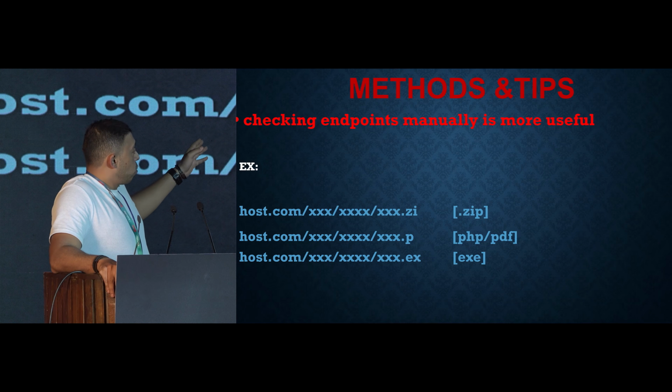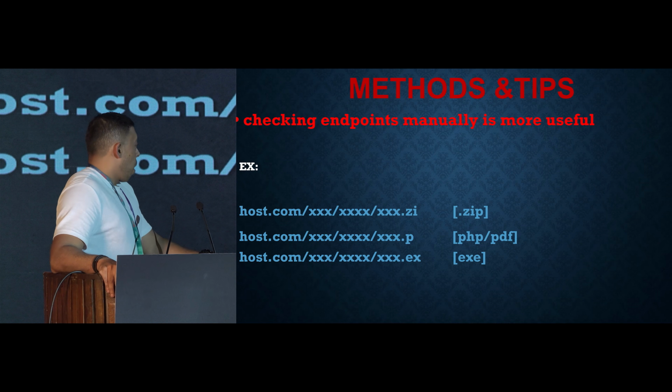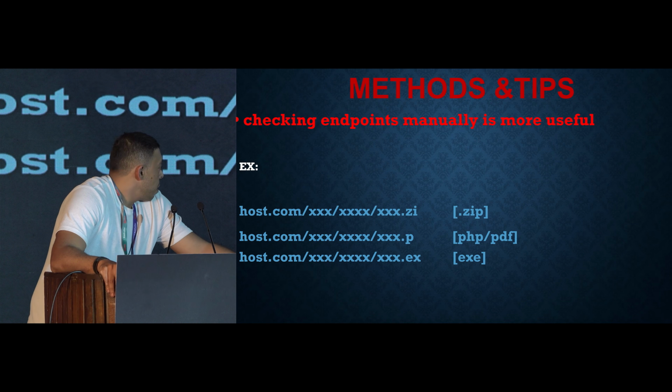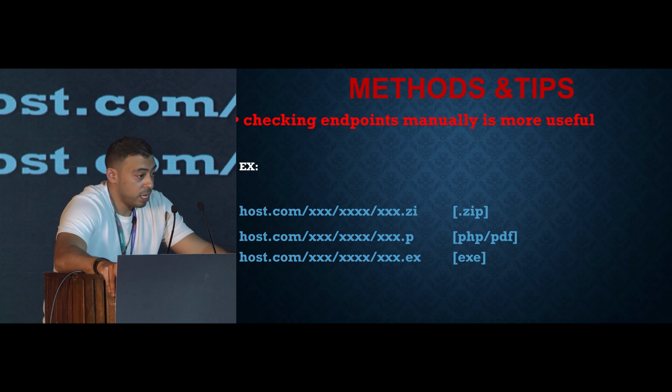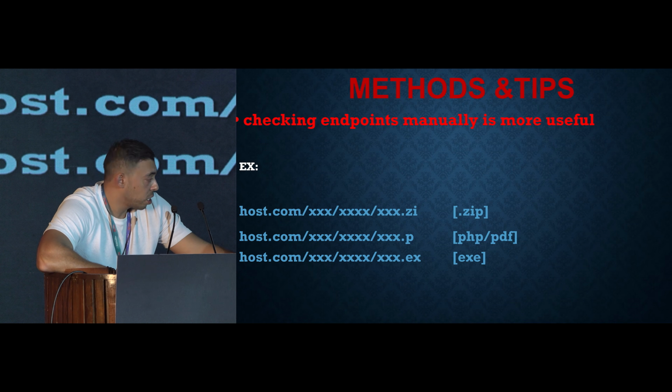So we have .zi, which means I have to complete it to ZIP, and here I have a file to download. Maybe I can find an endpoint ending in just .p, so it's maybe a PHP endpoint, or maybe a PDF file. Another example is .ex, which is maybe EXE, an application. And normally, getting endpoints from these resources, if we get an EXE application or a ZIP file backup, we can say it's mostly an unauthorized access bug.